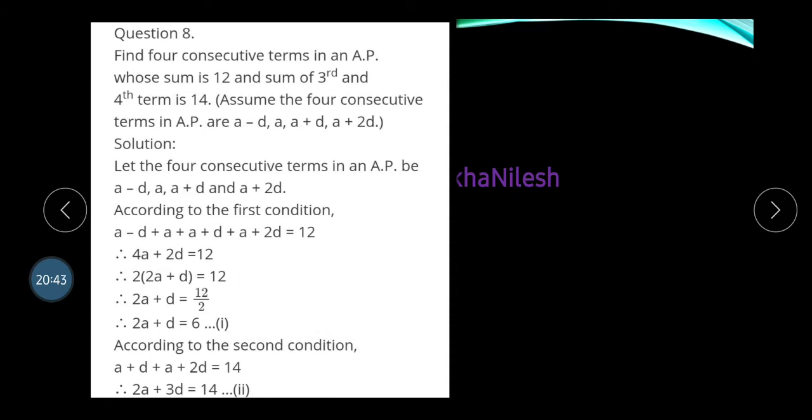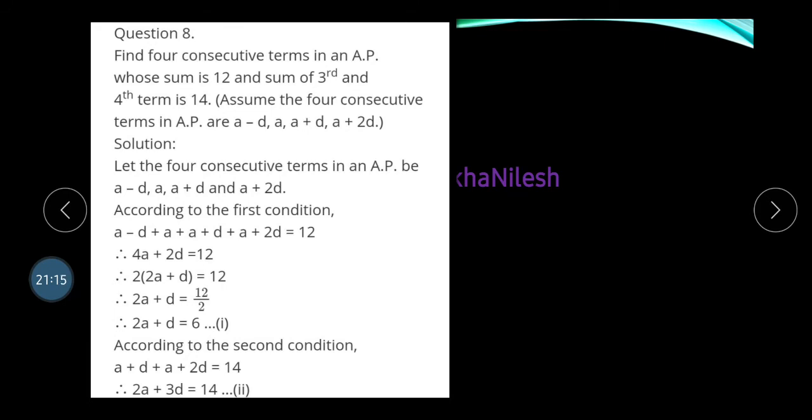Question number 8. Find four consecutive terms in AP whose sum is 12 and the sum of the third and fourth term is 14. Here also they have told us to assume the four consecutive terms in AP are A minus D, A plus D and A plus 2D. Now the four whose sum is 12 and the sum of the third and fourth, the first condition is similar to the previous sum, and here the second condition is different.